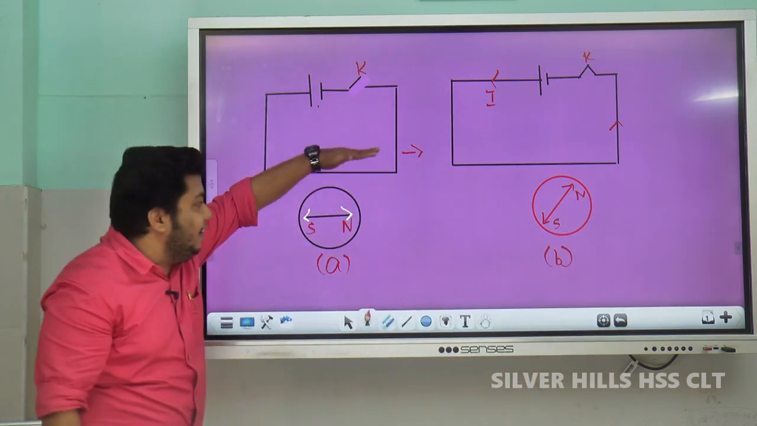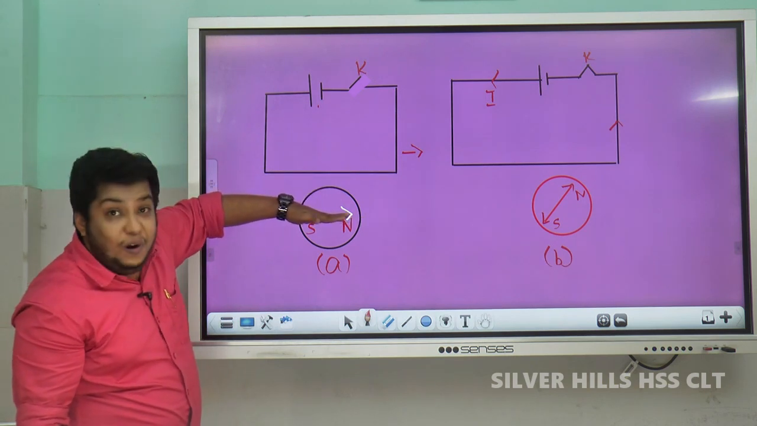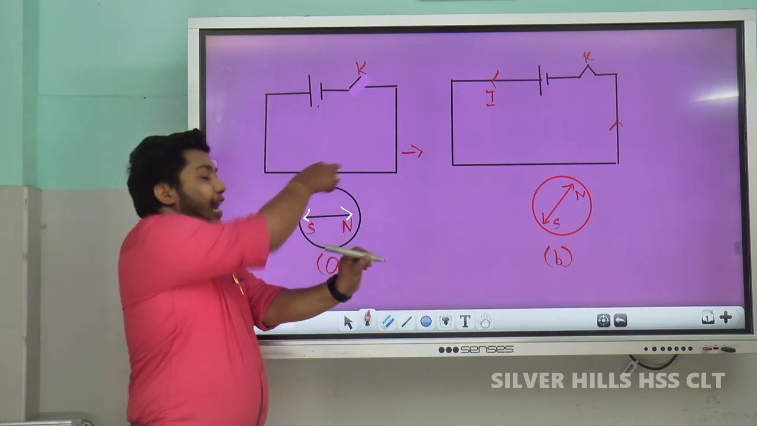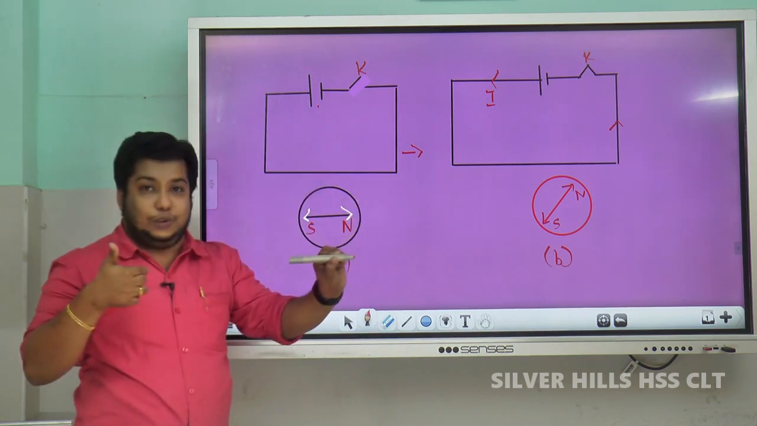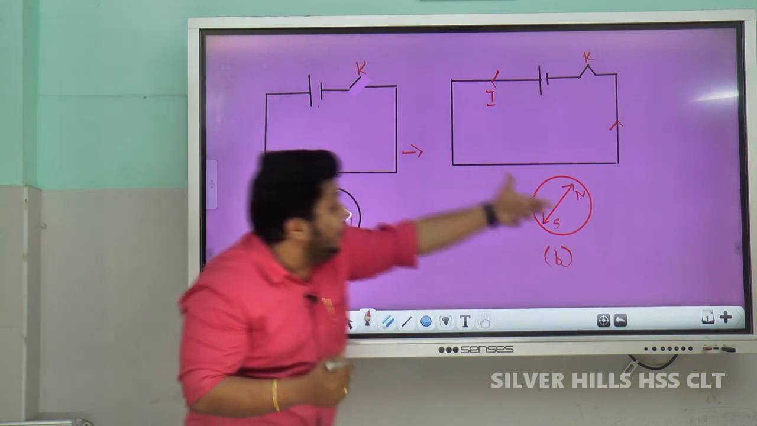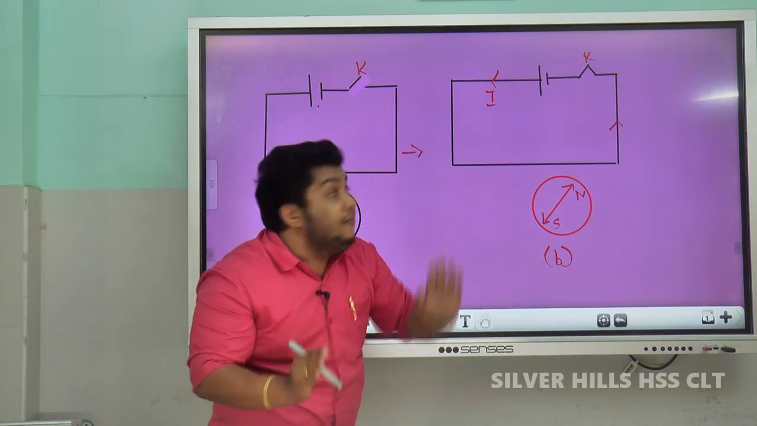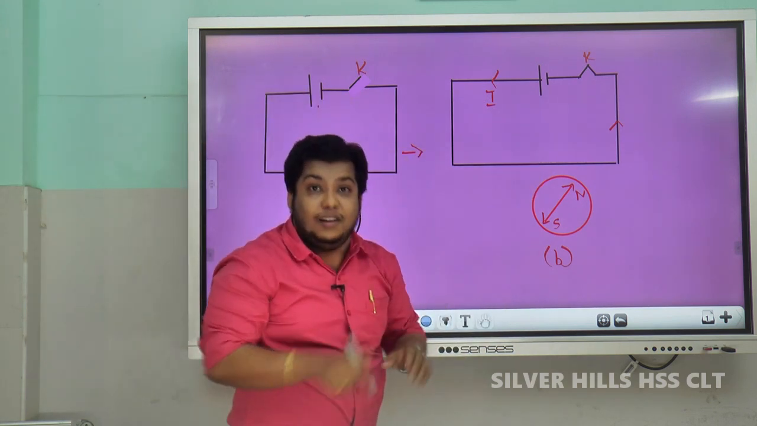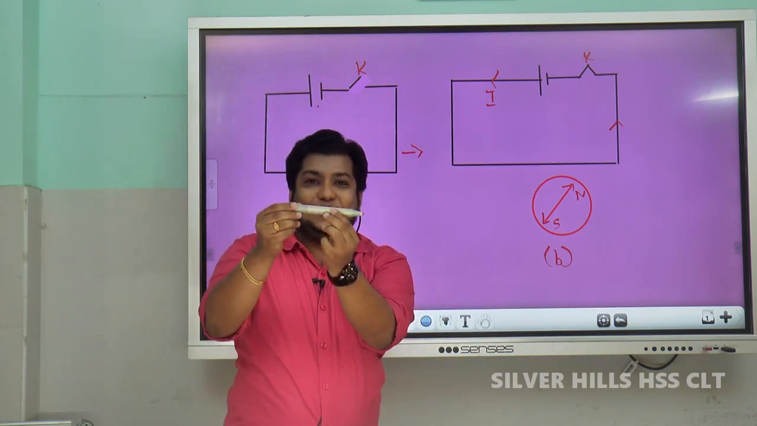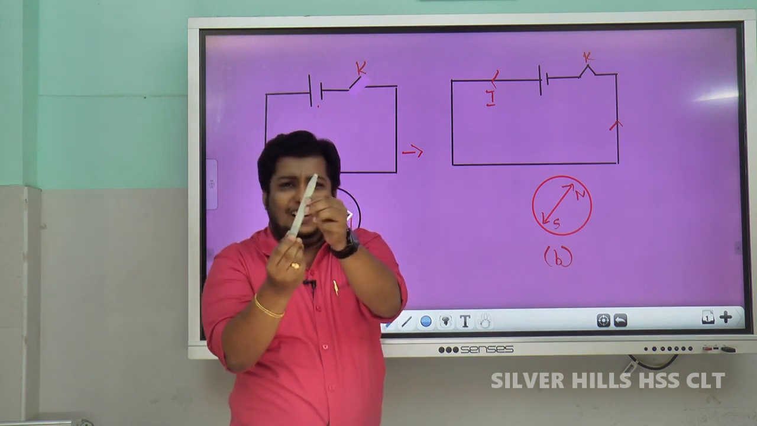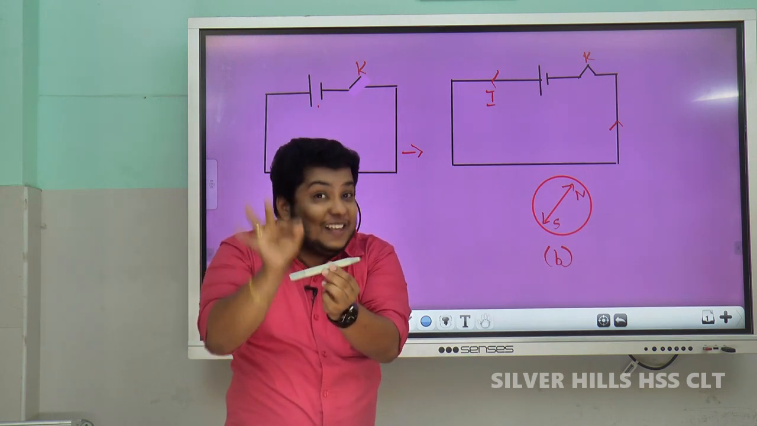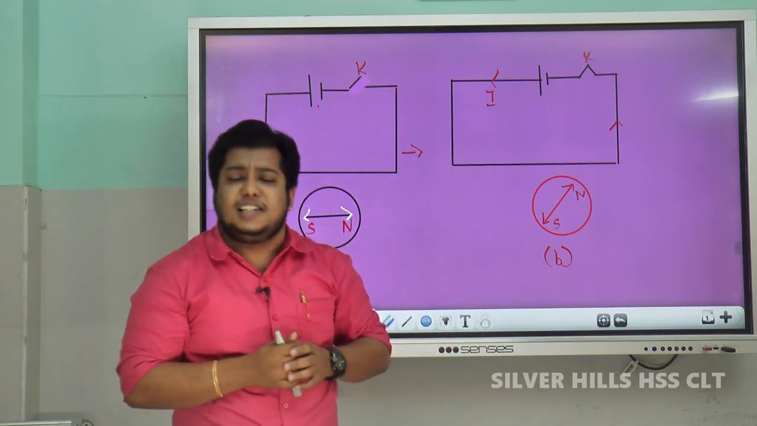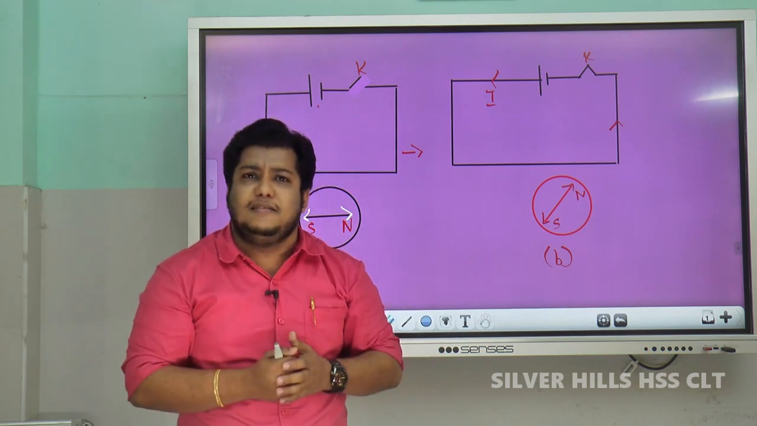In the first figure, there is no deflection. The needle is parallel to the electric wire, north and south. But in the second figure, that is figure B, when the key is closed and the current starts to flow, the compass needle shows some amount of deflection. Why do they get deflected? What will be the reason?